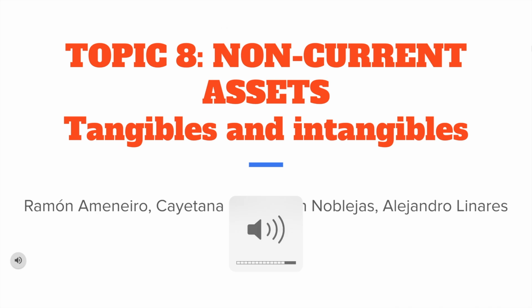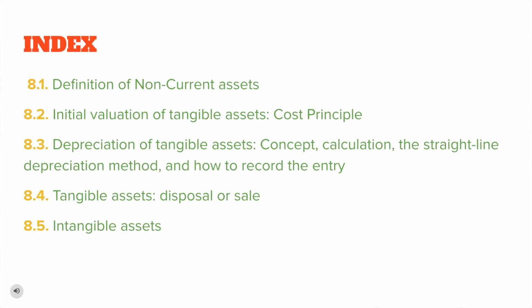Today we're going to talk about the non-current assets, tangibles and intangibles. And now here we can see the index. So first we will talk about the non-current assets. What are they? Then we will see the initial valuation of the tangible assets with the cost principle.